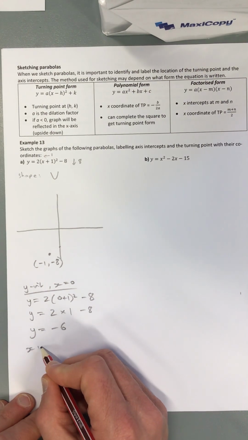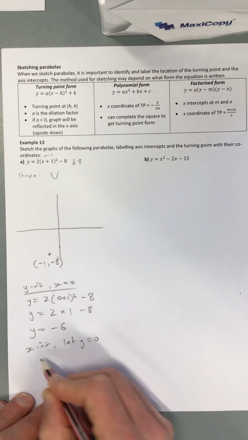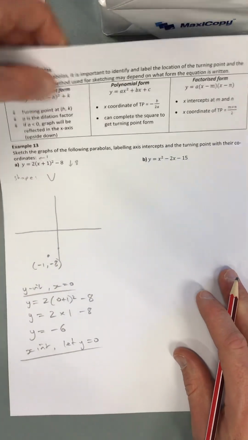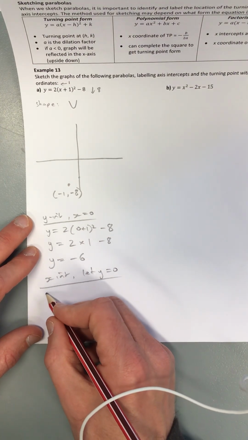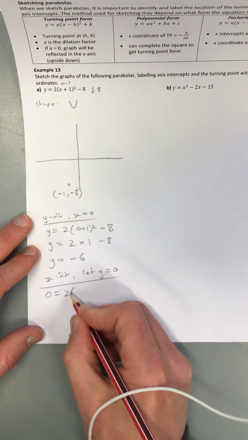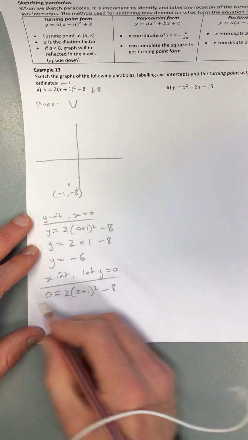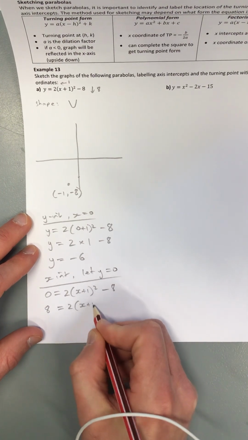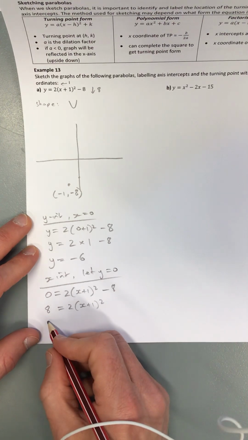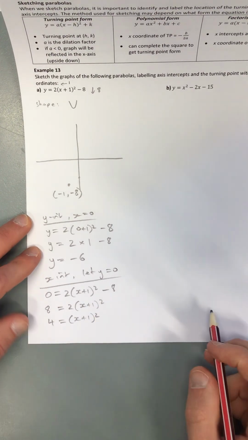We've also got our x-intercepts. So x-intercept, let y equal 0, and then therefore solve for x. So we're going to get 0 equals 2 times x plus 1 all squared minus 8. Add the 8 over to the other side. 8 equals 2 times x plus 1 squared. Divide both sides by 2. We get 4 equals x plus 1 squared.